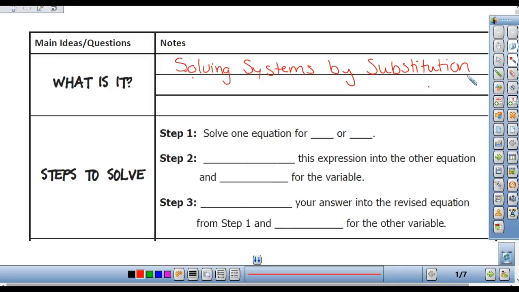Okay? So, step one when we do these, we either have to solve one equation for either x or for y. We need to either have x by itself or we need to have y by itself in order for this to work. Okay? Step two, we are going to substitute, that's why it's called substitution. We're going to substitute that expression into the other equation, and we're going to solve the variable.